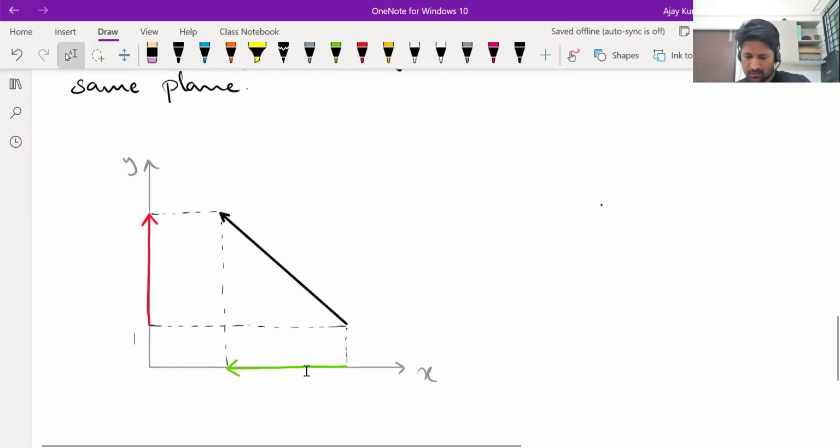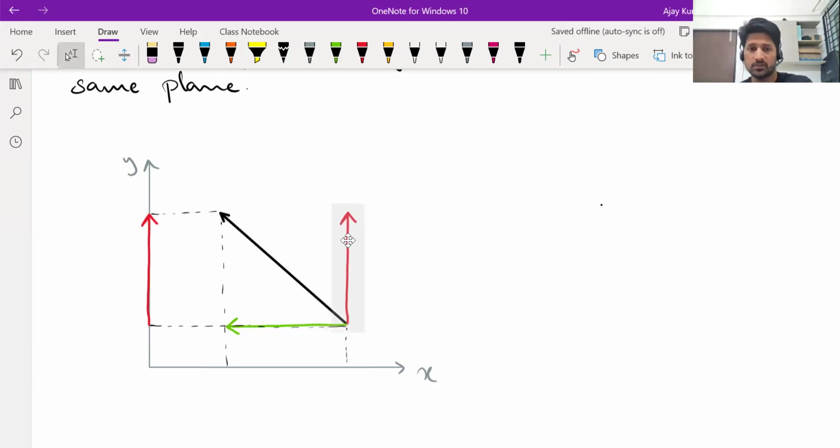Now, if you bring those components together, I'll just directly slide it. If you take the x component with its tail at the original vector's tail, and the y component with its tail at the original vector's tail, and complete the parallelogram. Otherwise, you can do this also. Let us use triangle law this time. Tail of the y component at the head of the x component, like this.